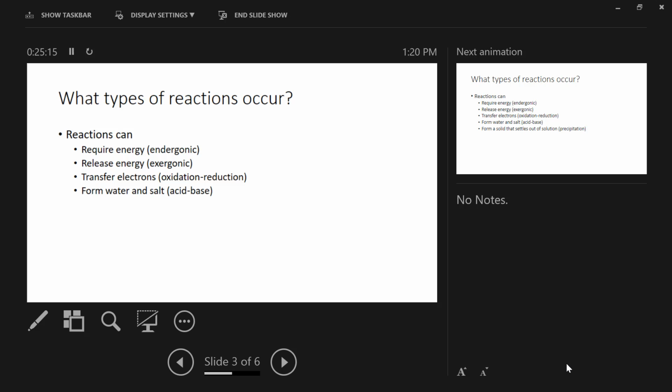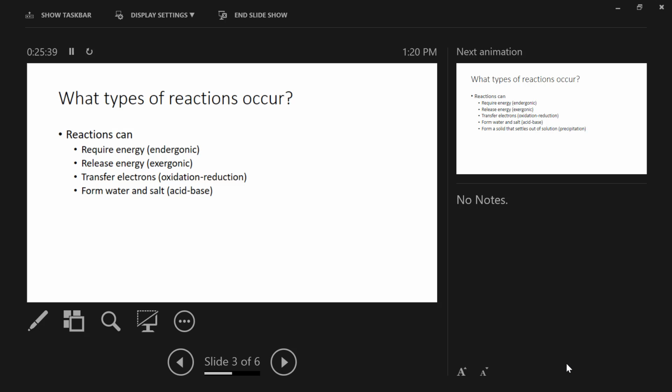Reactions can form water and salt. Acid-base reactions do this. This is one of the reactions. We'll do an endergonic and an exergonic reaction in a couple of weeks when we do our next lab, so that you can feel an endergonic reaction. You can feel an exergonic reaction. What would an exergonic reaction feel like?